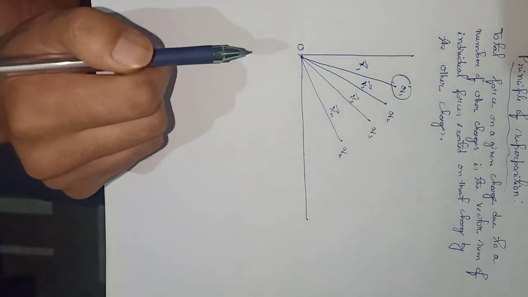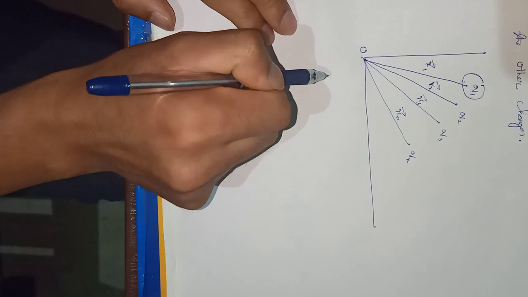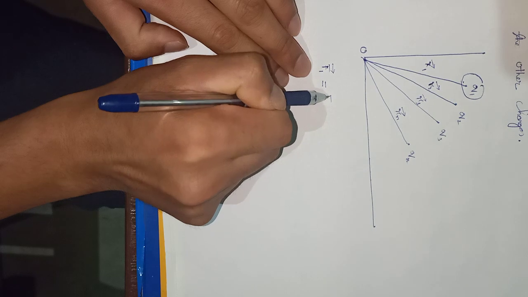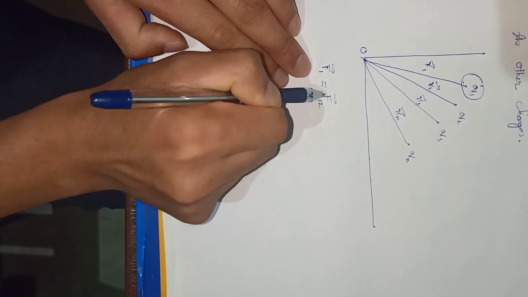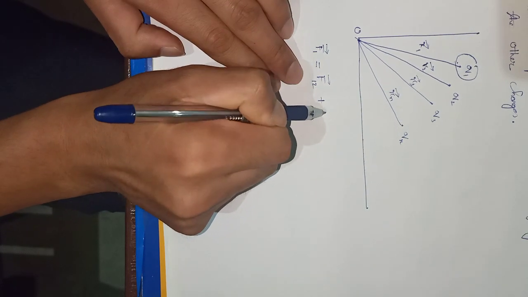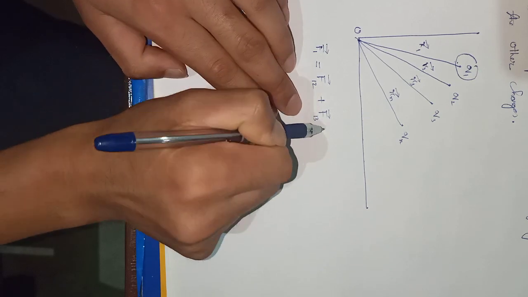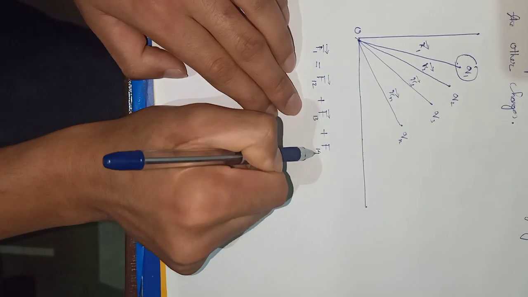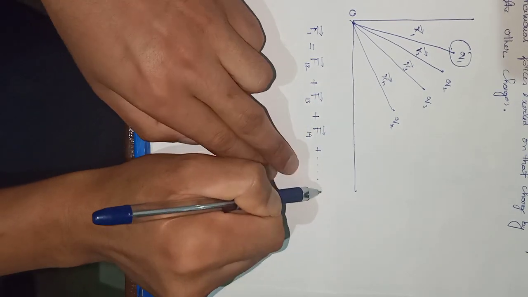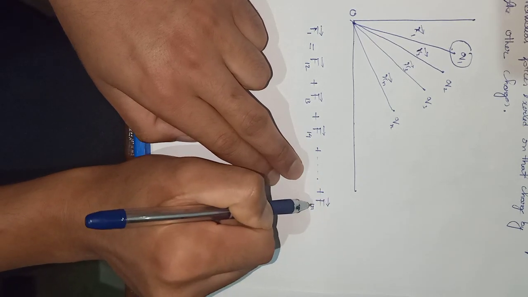Therefore, the net force on Q1, denoted by vector F1, will be given by vector F12, where F12 means force on Q1 due to Q2, plus F13, force on Q1 due to Q3, plus F14, force on Q1 due to Q4, and so on up to F1n, meaning force on Q1 due to Qn.